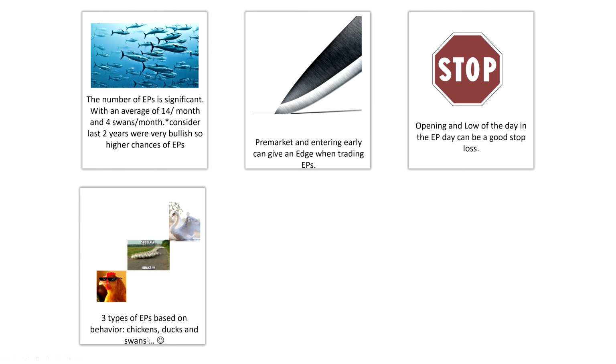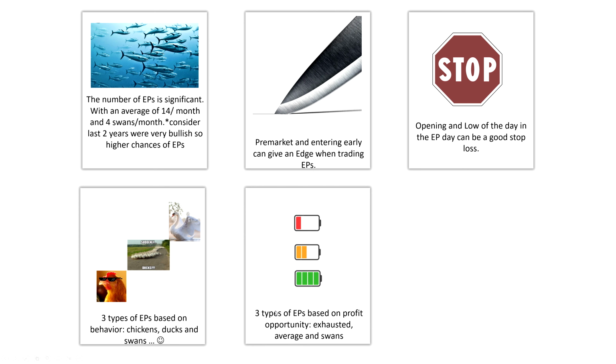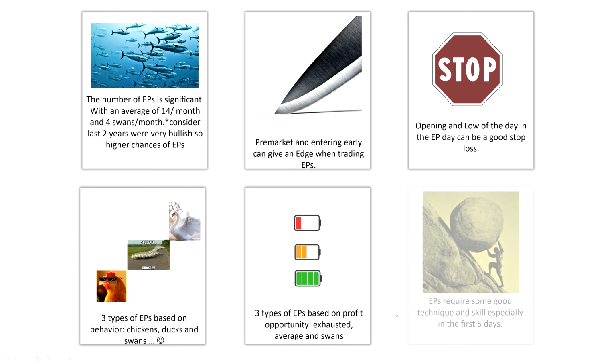I hope you like this classification. I came up with about three types of EPs, and this clarifies their behavior a little bit: chickens, ducks, and swans. It's something I kind of creatively came up with, based on reviewing the data. I found it super useful for me, and I hope it's useful for you too. Three types of EPs based on profit opportunity. So can I make money out of chickens and ducks and so on? Exhausted, average, and swans. This is another perspective, and I was happy to find out about this as well.